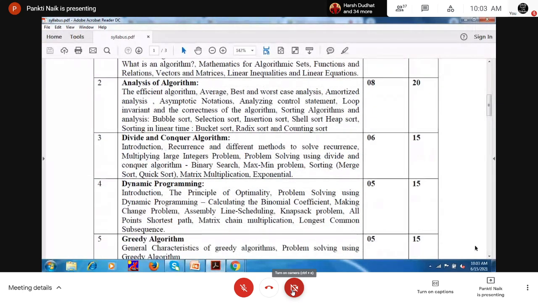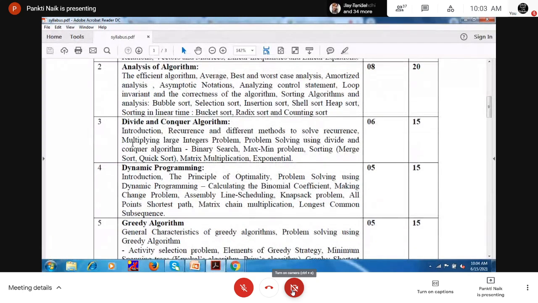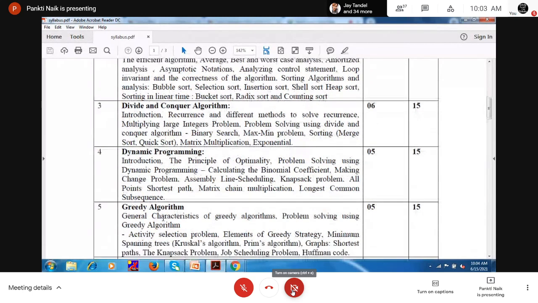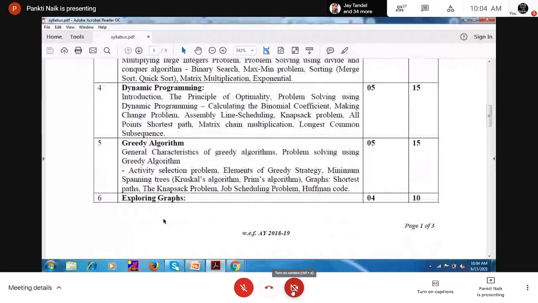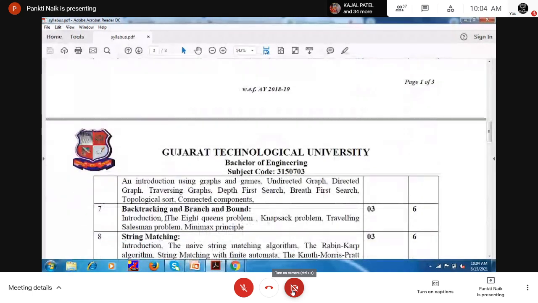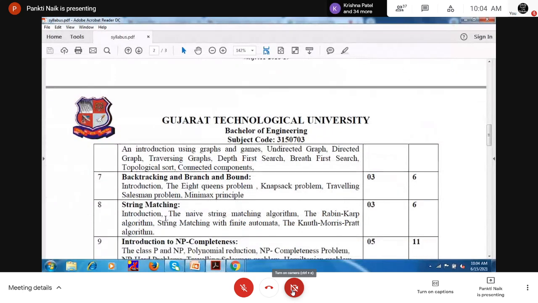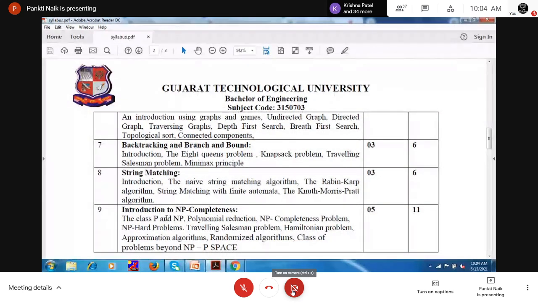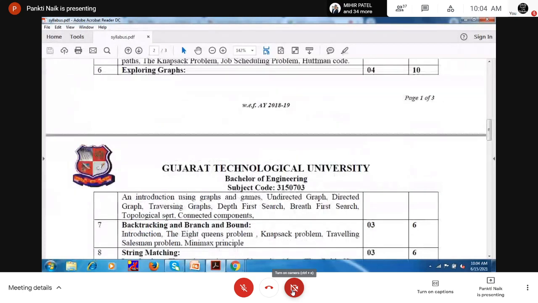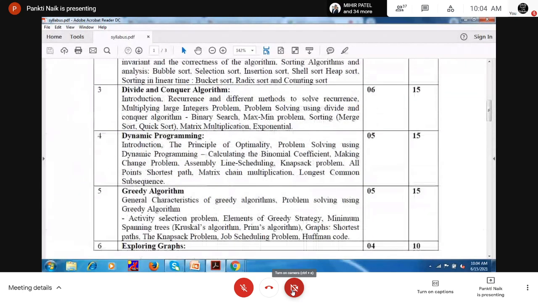Then different methods to design the algorithm for different problems, right? So first is divide and conquer, then dynamic programming, then greedy programming, then different algorithms for graphs, right? Then backtracking and branch and bound, then string matching and NP completeness, right? So this is the core subject of computer engineering, right?